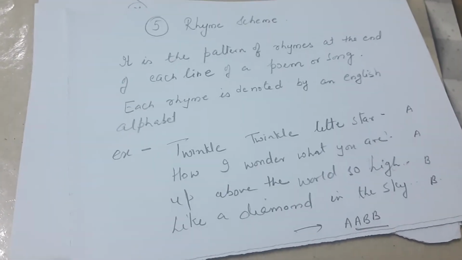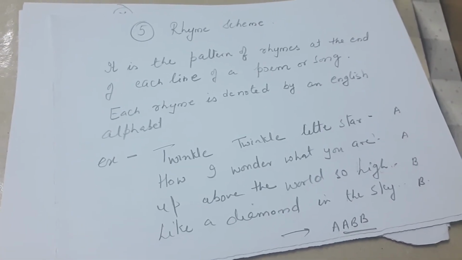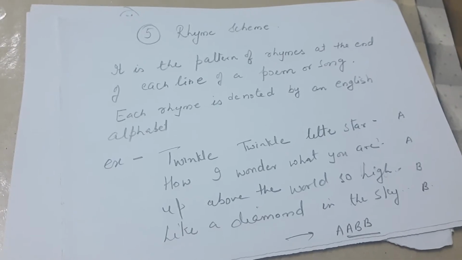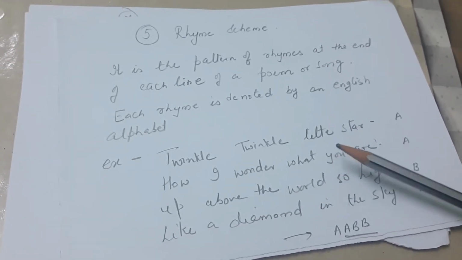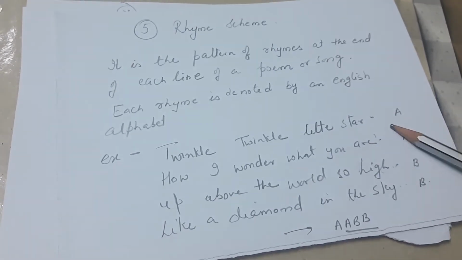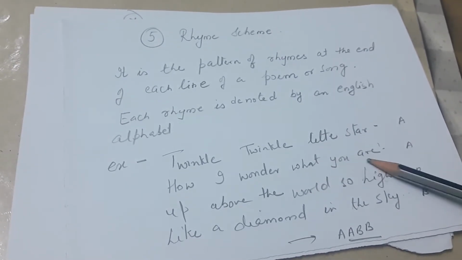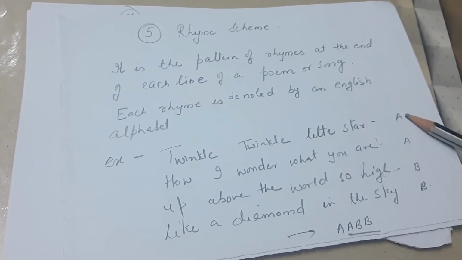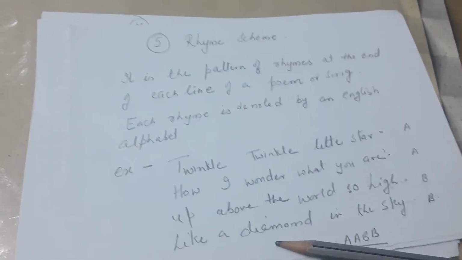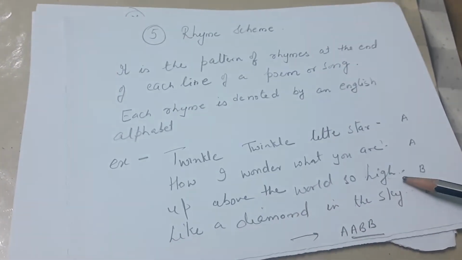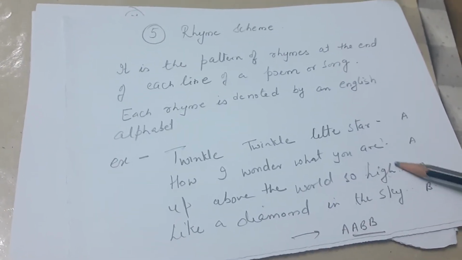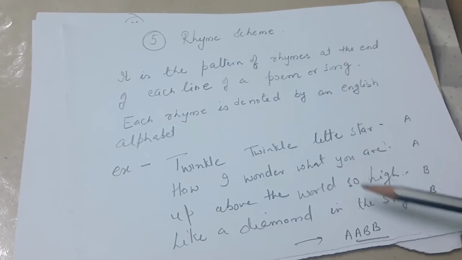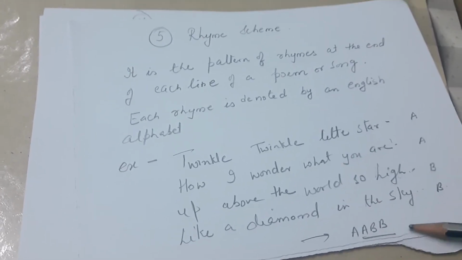It's a pattern of rhymes at the end of each line of a poem or song. Each rhyme is denoted by an English alphabet. Like example: twinkle, twinkle, little star, A. How I wonder what you are. Star and are are similar, so they both get A. Up above the world so high. Then B. Like a diamond in the sky. Sky and high are same, so B. So the rhyme scheme becomes AA, BB.